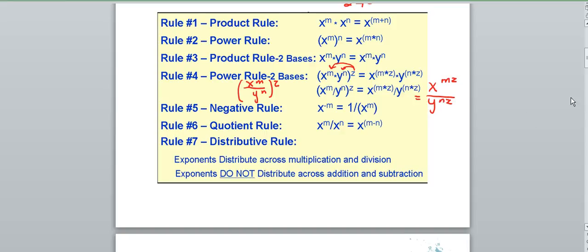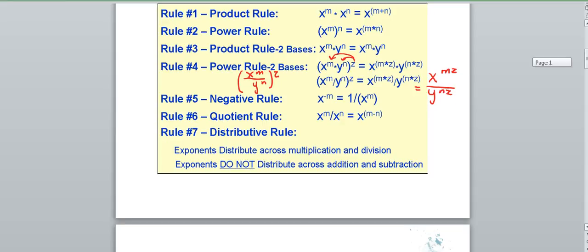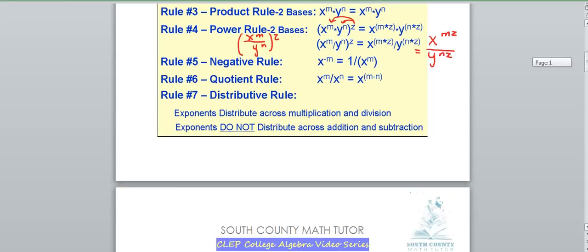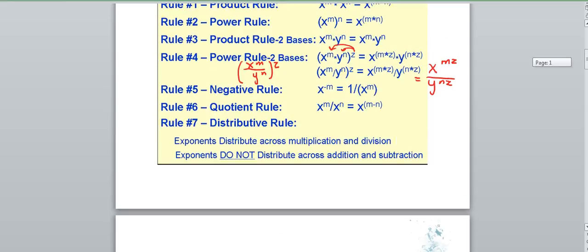And we're going to do some examples of these so that we make sure we understand it. Quotient rule: x to the m divided by x to the n. They have the same bases, so you write the base and you subtract the exponents. And that's about it.